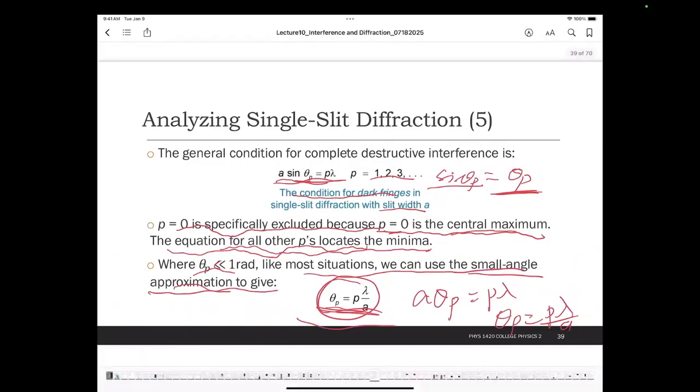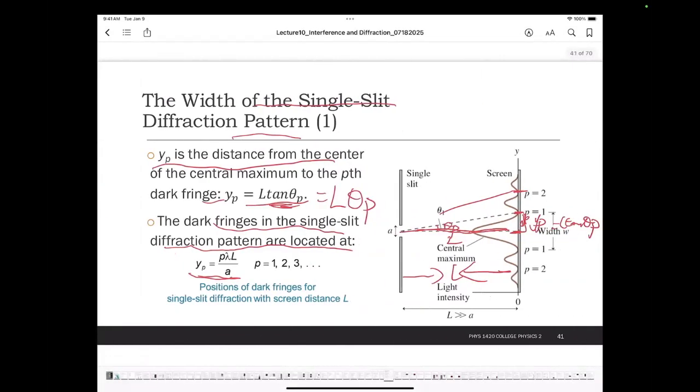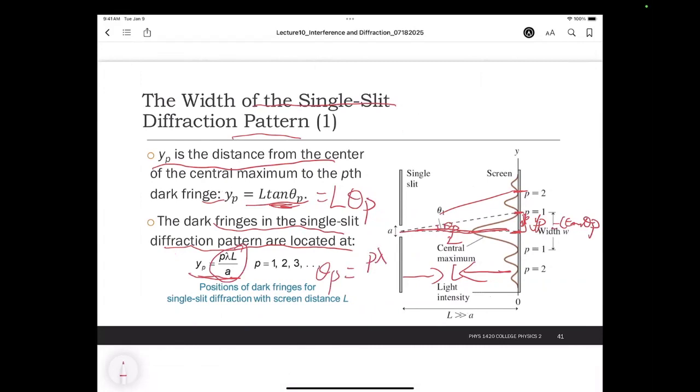So yp equals this one, because theta p equals p lambda divided by a, and p equals 1, 2, 3. That makes sense. These are the positions of dark fringes for single slit diffraction with screen distance L. Okay, this is how to calculate the position of dark fringes.